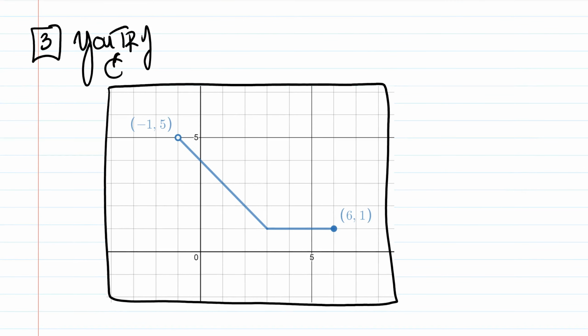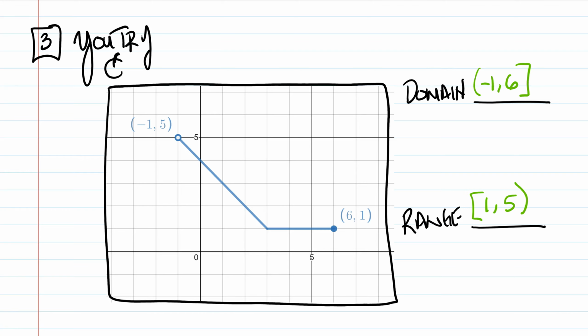Here is a U-try. I want you to come up with the domain and the range for this particular function and write it in interval notation. Okay, hopefully you got the right answers. Here's how I got it.